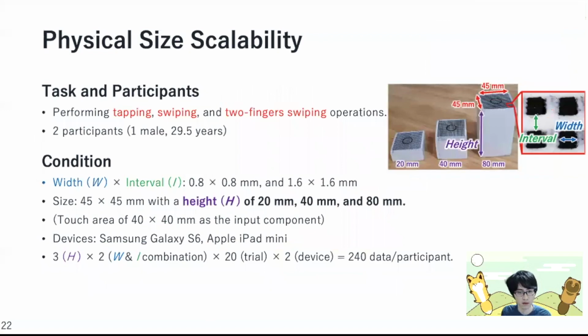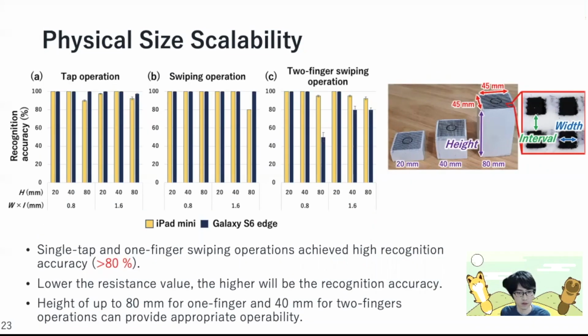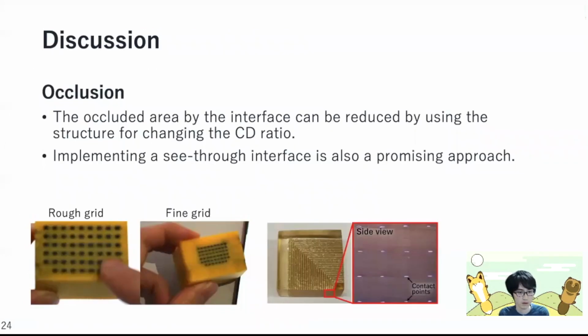Next, we investigated the physical size scalability of the interface. Here, we evaluated the tapping and swiping operation with varied height conditions. The accuracy tended to decrease as height increased. We confirmed that a height of up to 18 mm for one finger and 40 mm for two-finger operations can provide appropriate operability.